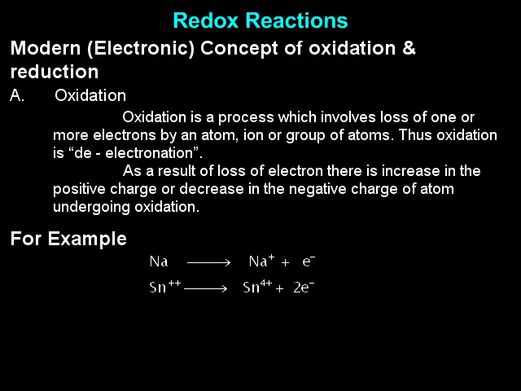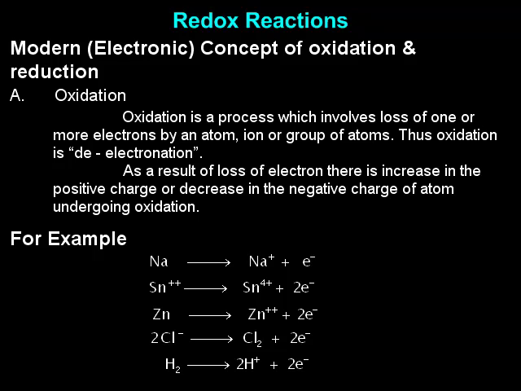Sn2+ gives Sn4+ plus 2e-. Zn gives Zn2+ plus 2e-. 2Cl- gives Cl2 plus 2e-. H2 gives 2H+ plus 2e-. e- is electrons.